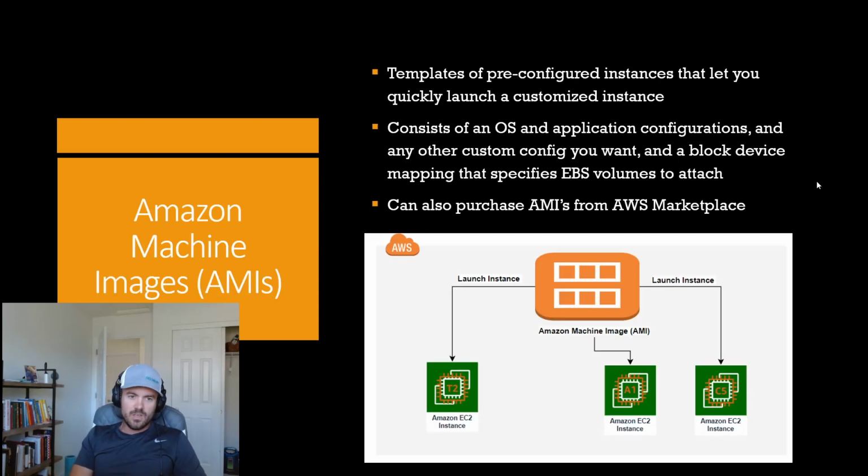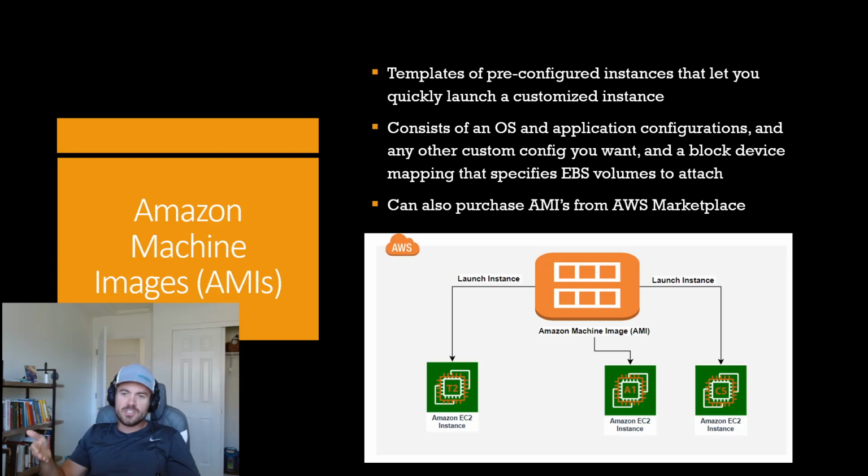All right. So AMIs, Amazon Machine Images, are templates of pre-configured instances that let you quickly launch a customized instance. So think of AMIs like everything that makes up an instance except for the properties of the actual physical hardware of the instance, okay? So it consists of an operating system, an OS, application configurations, and any other custom configuration you want, and a block device mapping that specifies which EBS volumes you want to attach, if applicable.